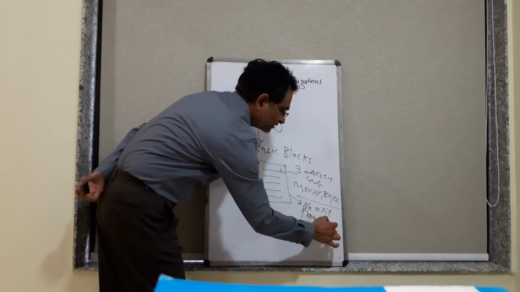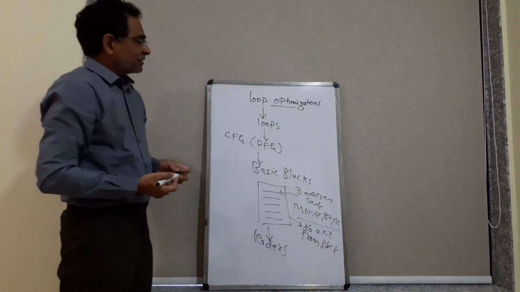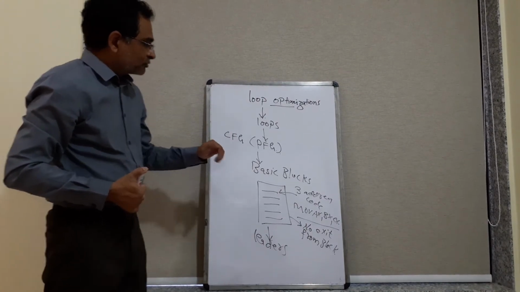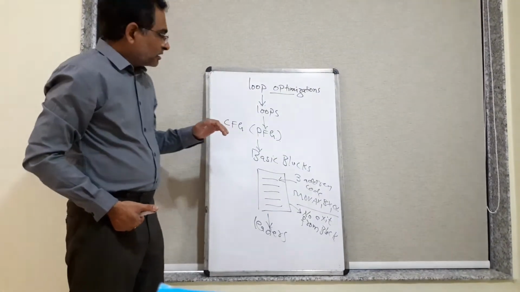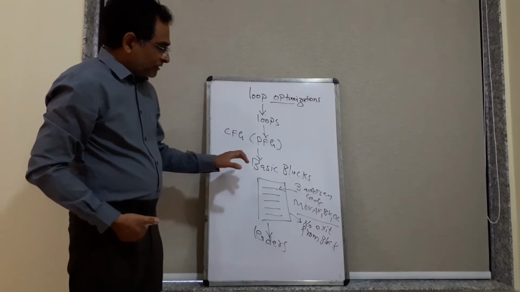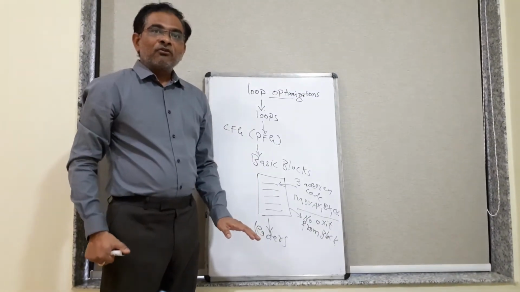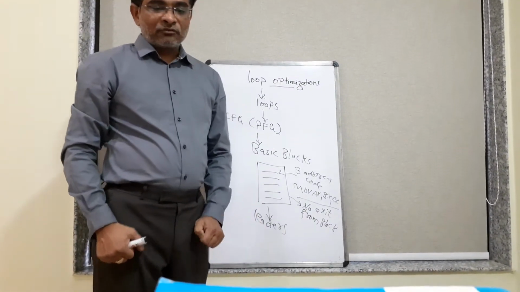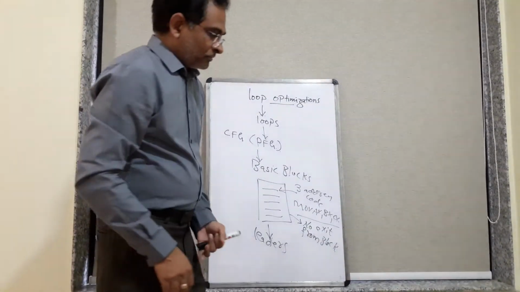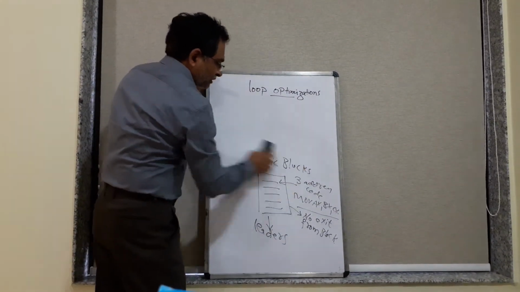So what is the meaning of this? The meaning is that to apply the optimization, we need to identify the loops, and on these loops we are going to identify the basic blocks through the control flow analysis technique. We will have multiple basic blocks available, and at the end we are going to have the leaders. Let me give you one example of that, and then we will be in a position to take it forward.